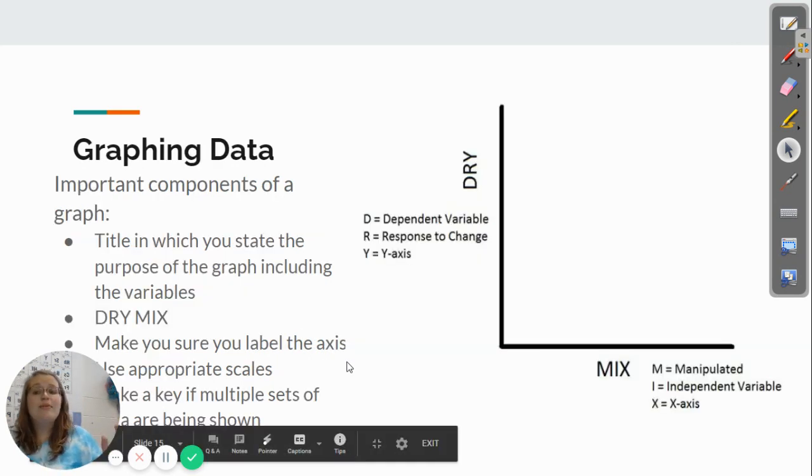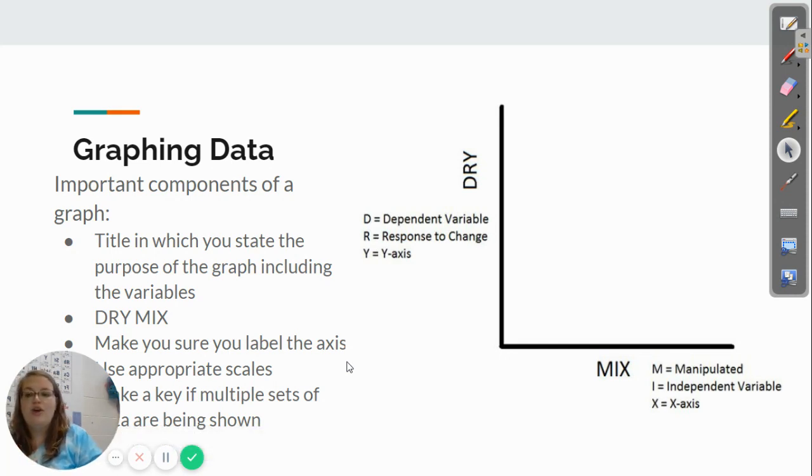So the next thing we'll talk about is graphing data. When we graph data, there's important components to have your graph. We want to have a title in which we state the purpose of the graph, including the variables. We want to use DRY MIX, which we'll talk about more on the next slide. We want to make sure we label our axis with appropriate labels that tell you exactly what we're measuring. And we want to use scales that make sense.